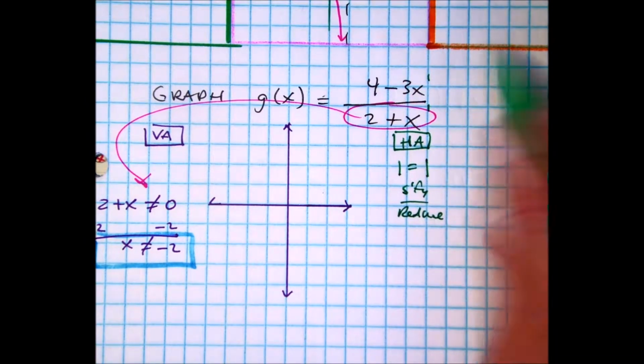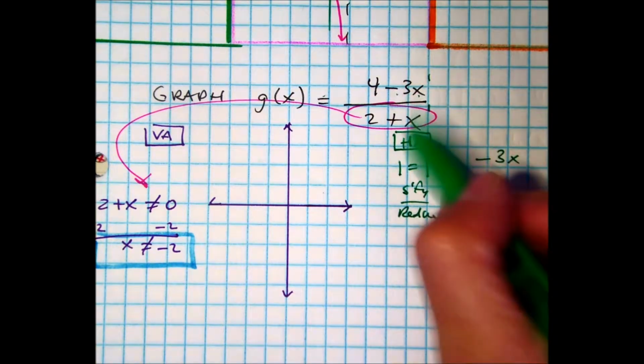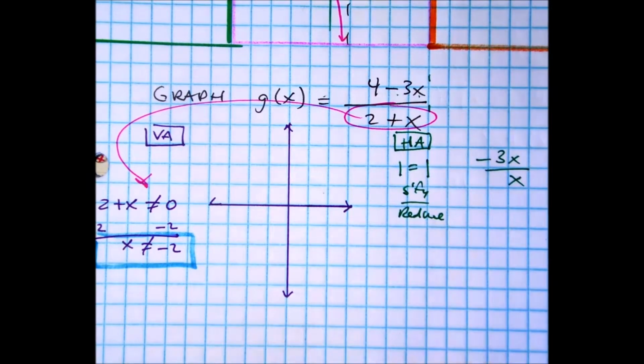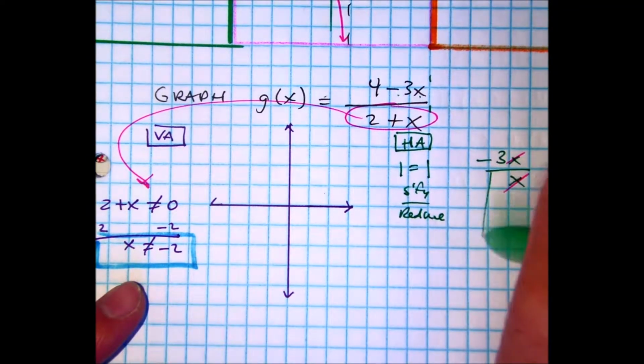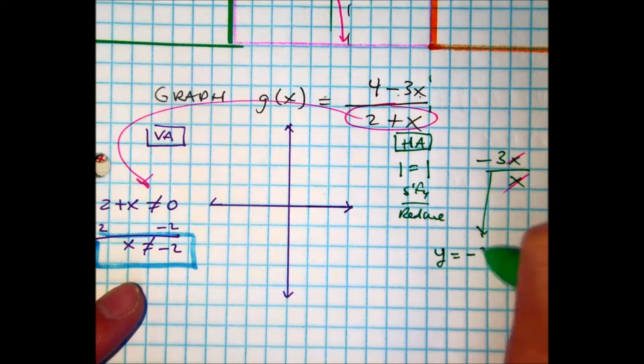Okay, what does that mean? So if I take negative 3x, so the coefficient, the number in front of x, over x, I'm just going to cancel these x's here, and then you're left with this, which tells us a horizontal asymptote at y equals negative 3.